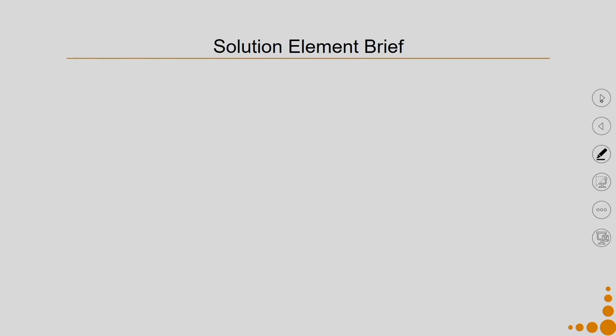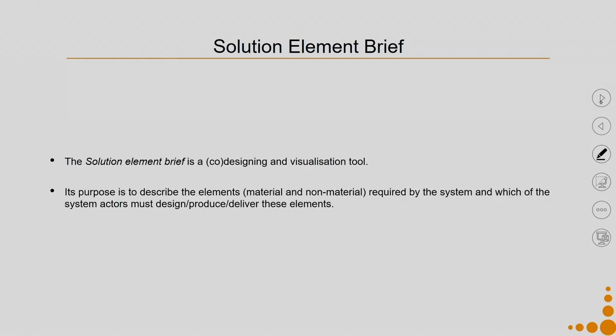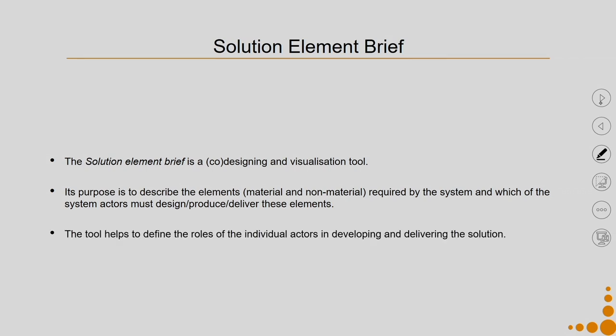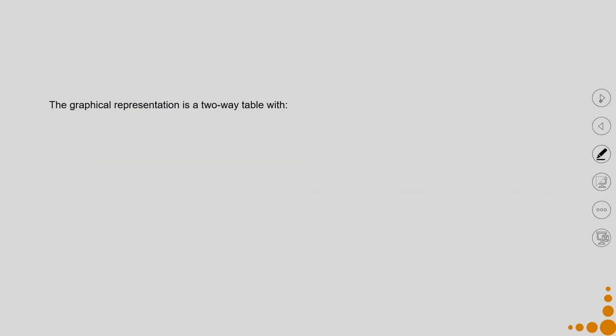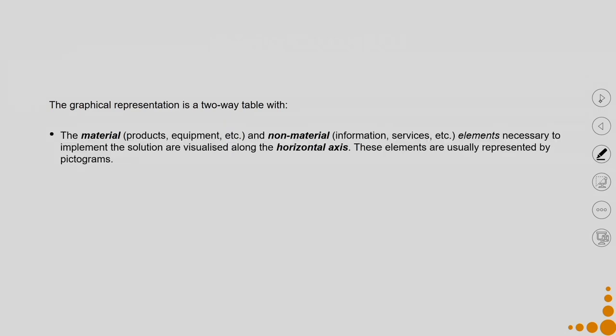Now, coming to the solution element brief. What this particular step helps you with is, it's again a co-designing and visualization tool. Its purpose is to describe the elements, material and non-material, required by the system and which of these system actors must design, produce or deliver these elements. So, the tool helps to define the roles of the individual actors in developing and delivering the solutions. How do we do it? It's a graphical representation in a two-way table.